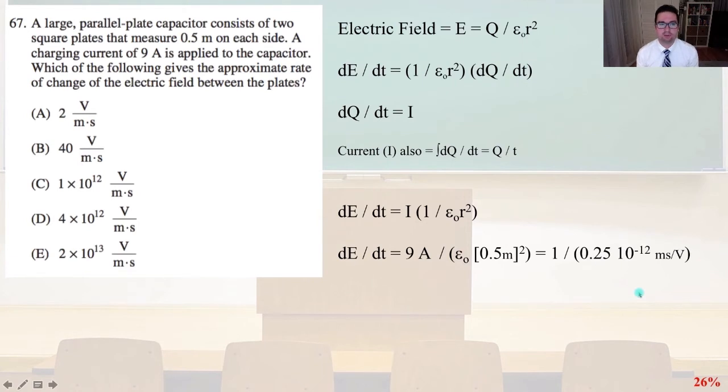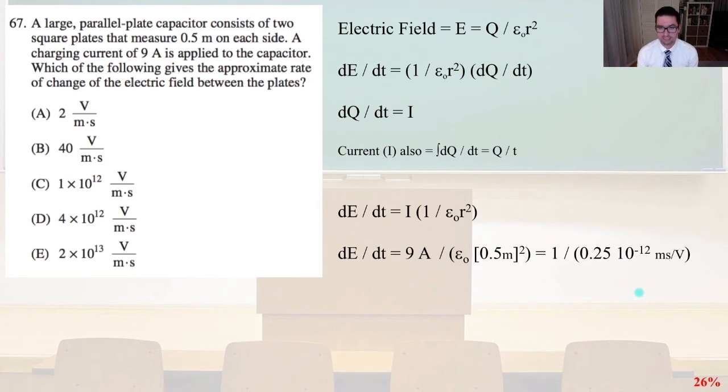67. A large parallel plate capacitor consists of 2 square plates that measure 0.5 meters on each side. A charging current of 9 amps is applied to the capacitor. Which of the following gives the approximate rate of change of the electric field between the plates?